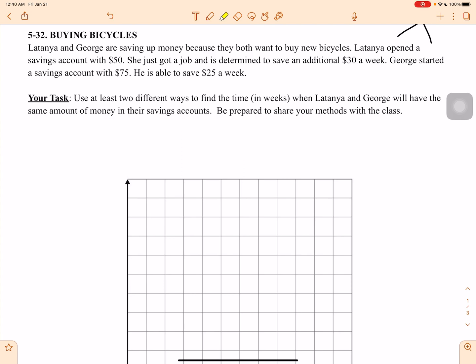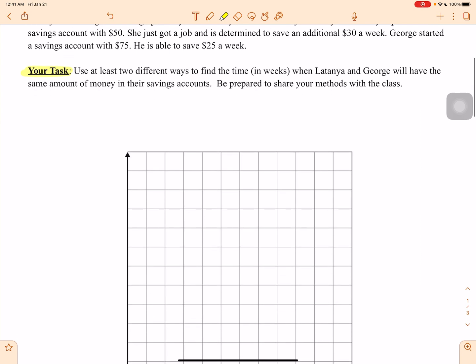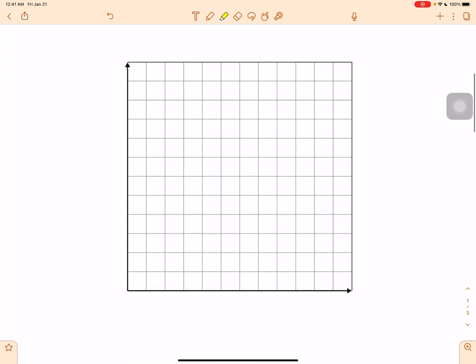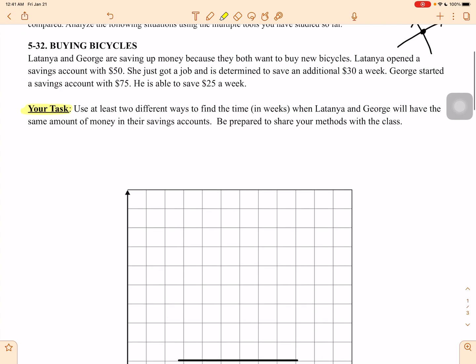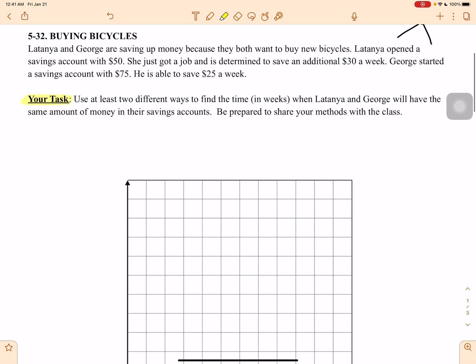So before I analyze all this information here, let's see what our task is, and then we'll go back to the information they gave us. It says, use at least two different ways to find the time in weeks when Latanya and George will have the same amount of money in their savings account. Okay? So we're going to walk through a few different ways. I think we're going to cover 3 different ways as I'm teaching this to you. If you are brave and confident and you want to try it on your own, I highly recommend you try it on your own and then see if your way made sense.